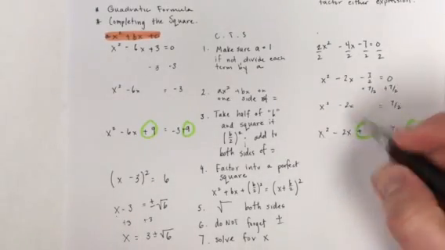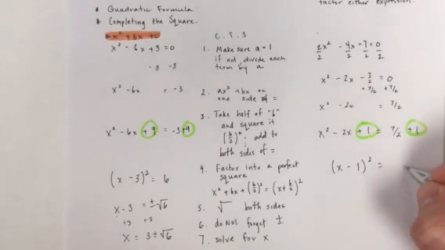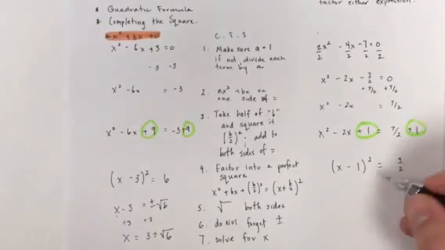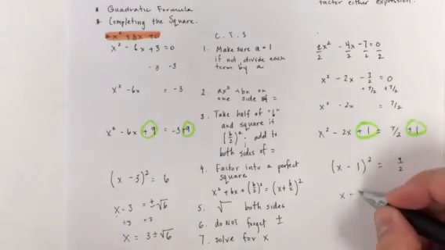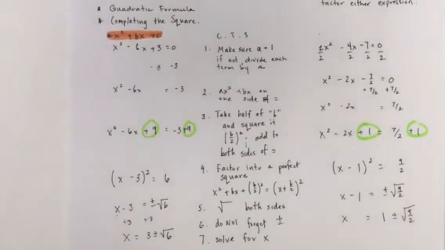And so now I can perfect square this. x minus 1, quantity squared equals 9 halves. A little side work would help you. 1 is the same as 2 over 2. Add the numerators, keep the denominator. Take the square root of both sides: x minus 1 equals the square root of 9 halves. Don't forget the plus minus. And then x equals 1 plus or minus the square root of 9 halves.